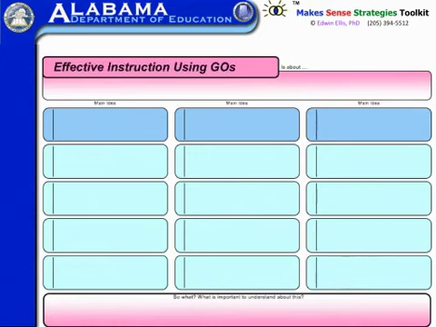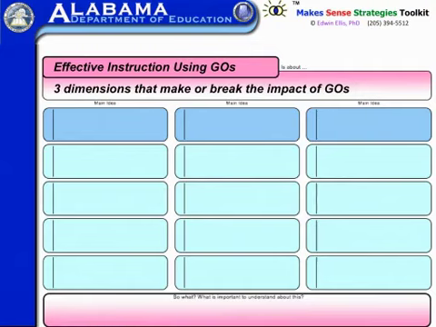So effective instruction using graphic organizers, there are 3 critical dimensions that are going to make it or break it in terms of how well they're going to actually impact student outcomes. The first is the actual graphic organizer itself and the information on it. For example, you can have a terrific graphic organizer designed really well, but pretty lousy information on it. Likewise, you can have great information, but if the graphic organizer you're using is the wrong one or poorly designed and so forth, then that's going to be a problem.